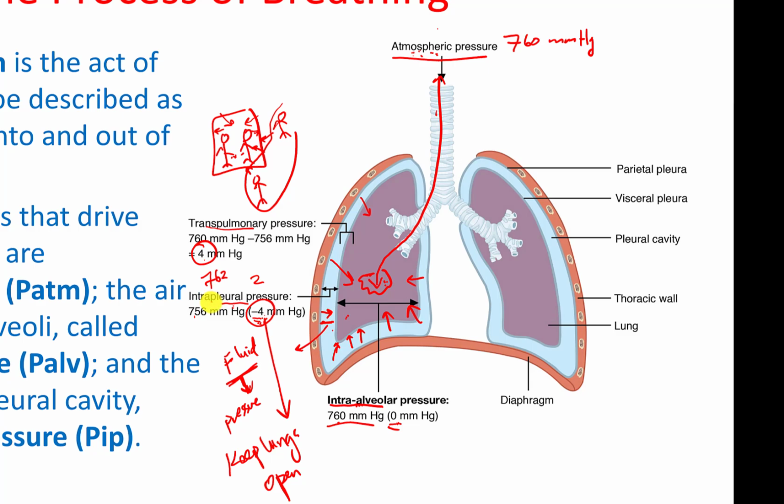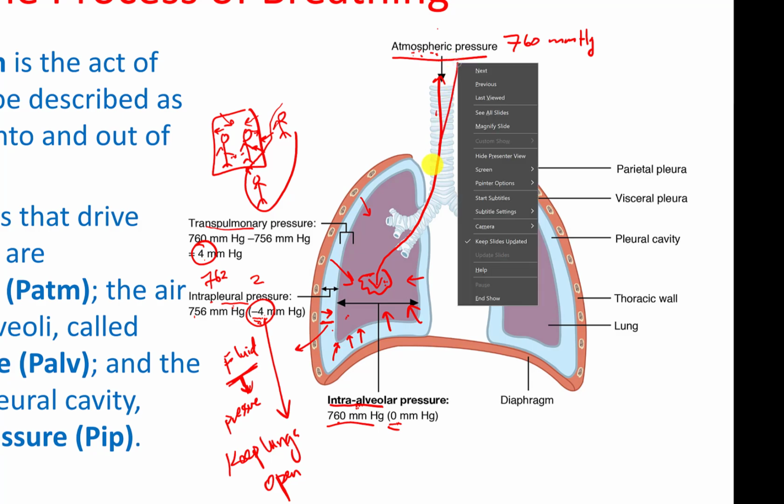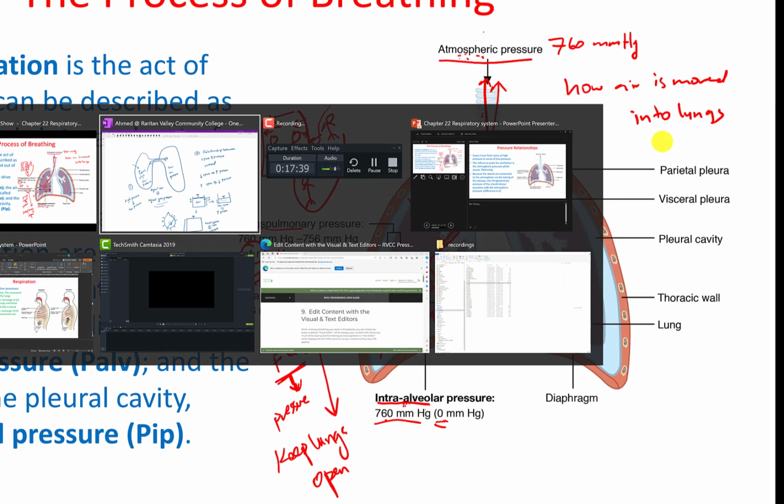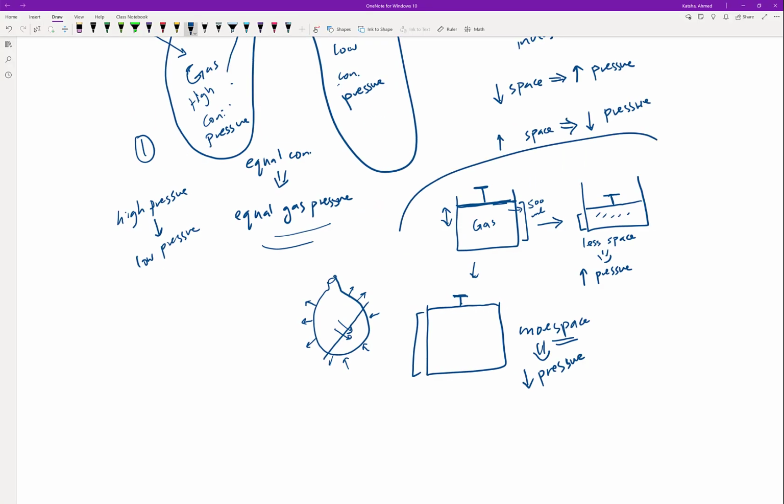And we have the intrapleural pressure is always less than both the intra-alveolar and the atmospheric pressure. Okay, so now what we are trying to understand is how we are moving the air from outside to the lungs. So we are trying to understand how air is moved into lungs. Okay, so let's go back to here and remember what we talked about here.